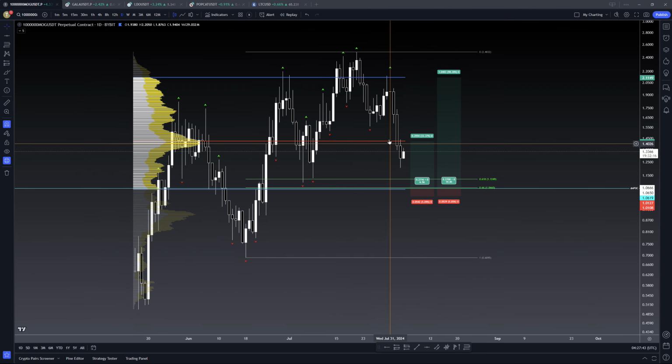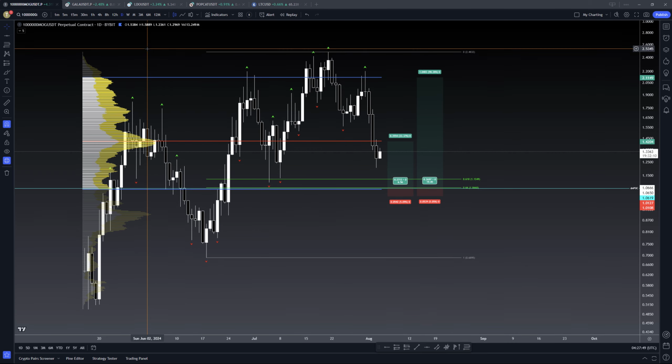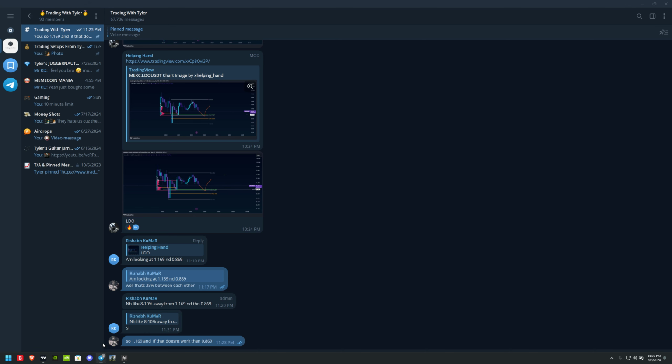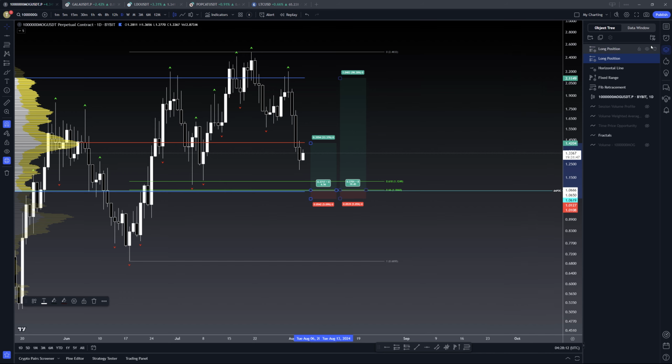So let's give a very nice setup first and foremost, and then we're going to go through 4 other coins inspired by some of the members of my group, and we'll take a look at their entries compared to my entries and just see what we have going on. So let's talk about MOG first of all. Let's look at what we have here.